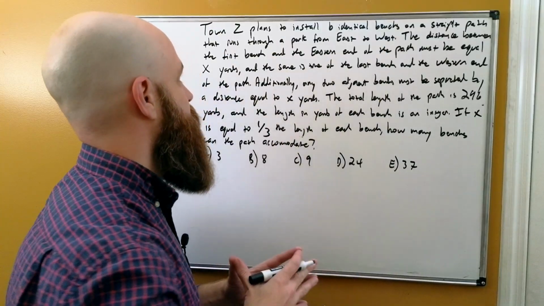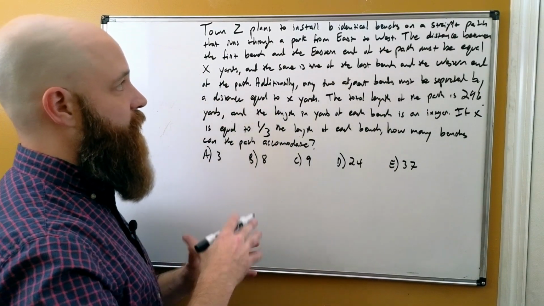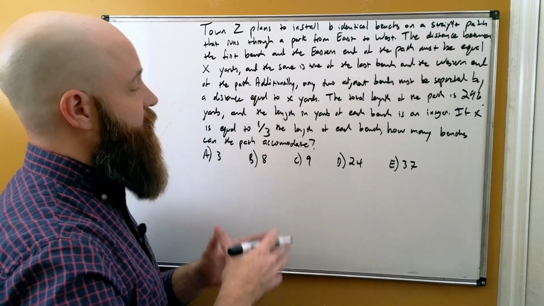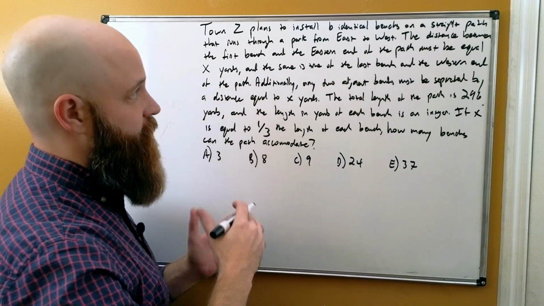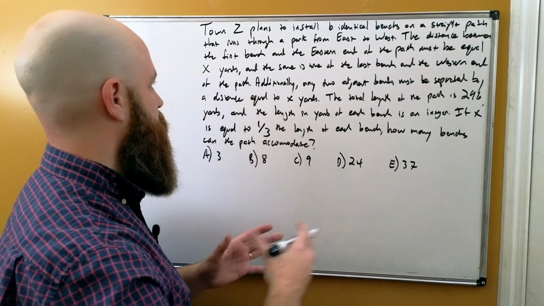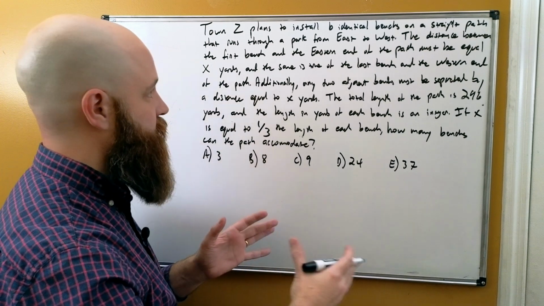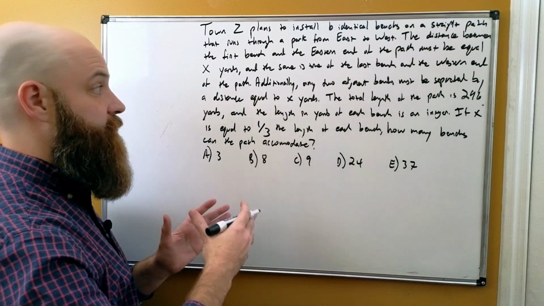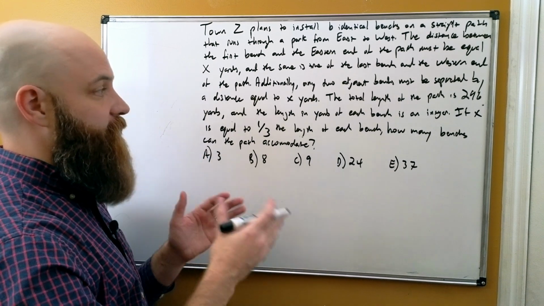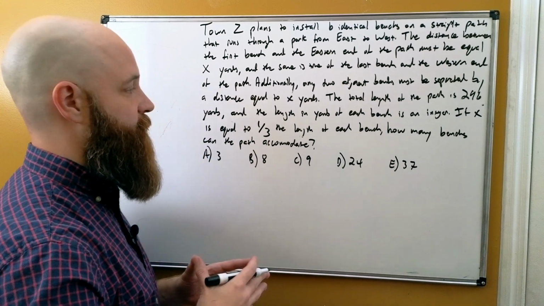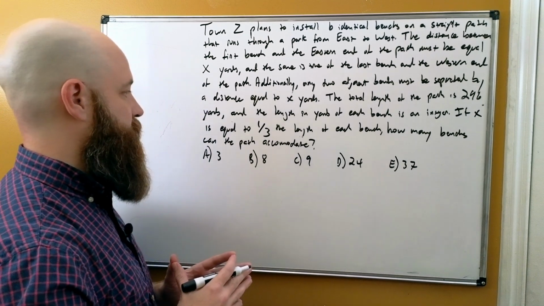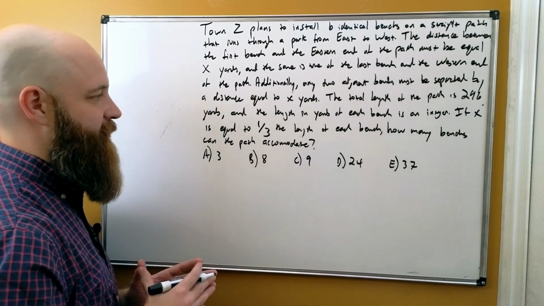All right, let's take a look at this question. Town Z plans to install B identical benches on a straight path that runs through a park from east to west. The distance between the first bench and the eastern end of the path must be equal to X yards, and the same is true of the last bench and the western end of the path. Additionally, any 2 adjacent benches must be separated by a distance equal to X yards. The total length of the path is 296 yards, and the length in yards of each bench is an integer. If X is equal to 1/3 the length of each bench, how many benches can the path accommodate?